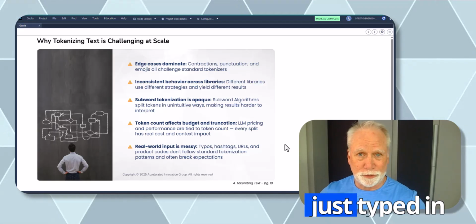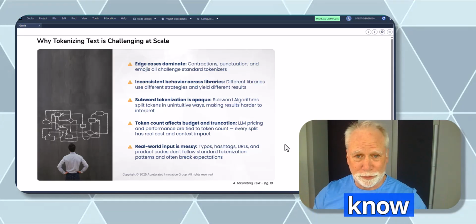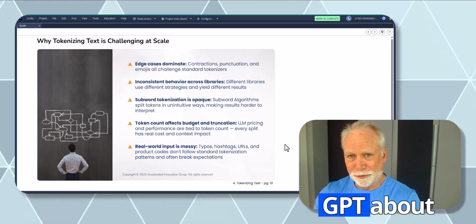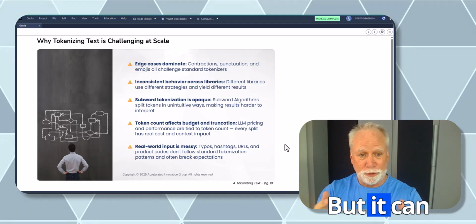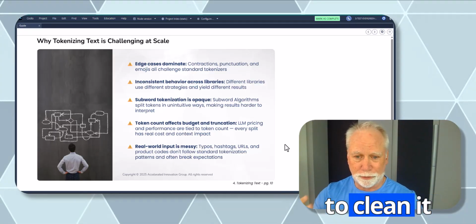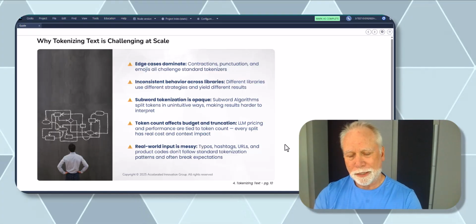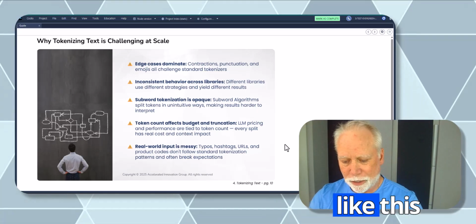So now I've just gotten completely lazy. I looked at one of the prompts I just typed in, and it was horrible. Half the words were misspelled. All of a sudden, I don't know English grammar, and I'm like, I swear I went to college. I'm apologizing to ChatGPT about all the craziness that I'm typing in. But it can clean that up. What we want to do is clean it up before our buddy ChatGPT has to deal with it.